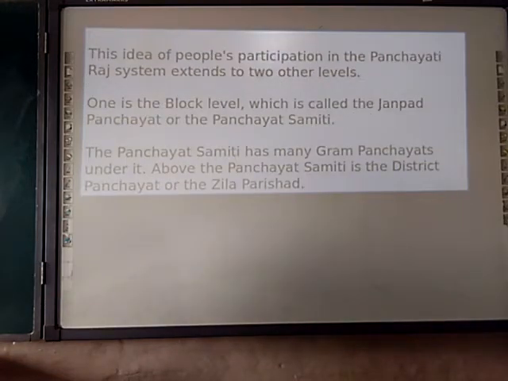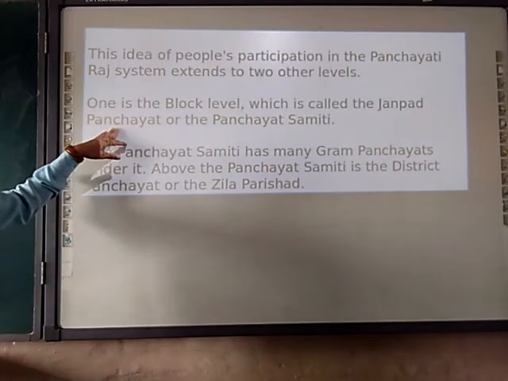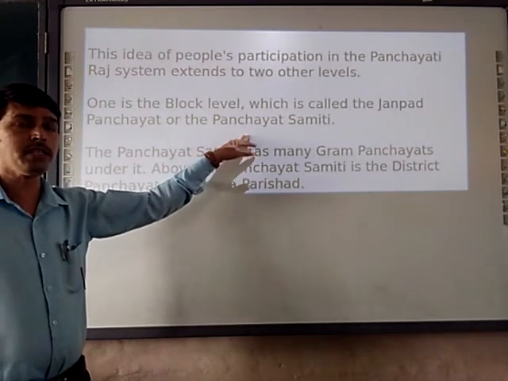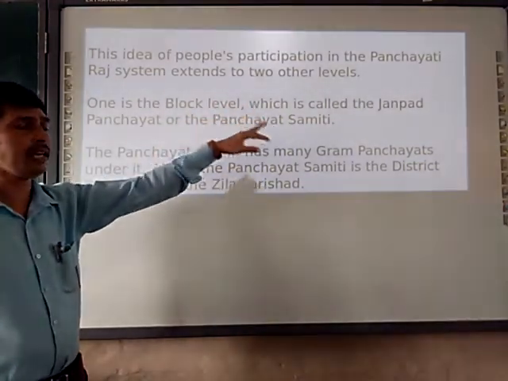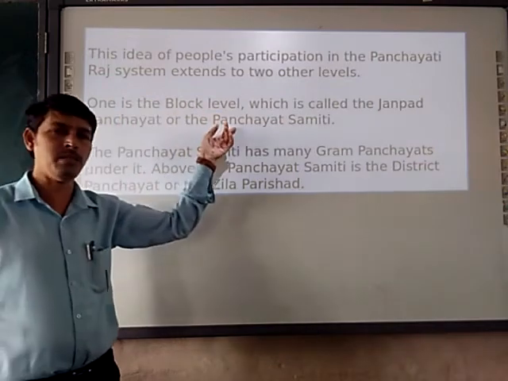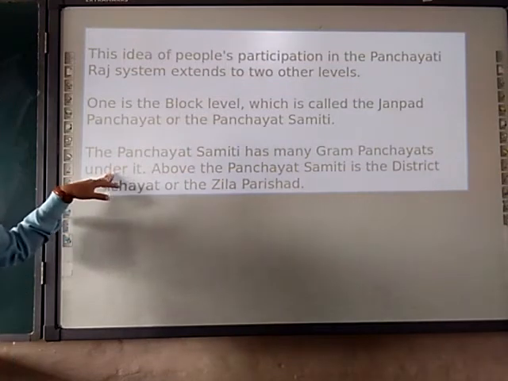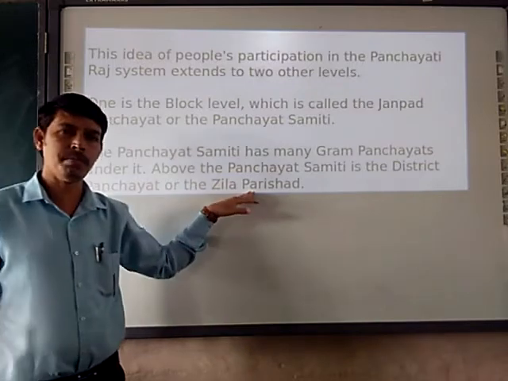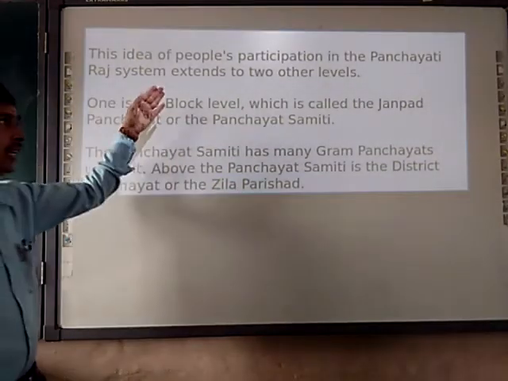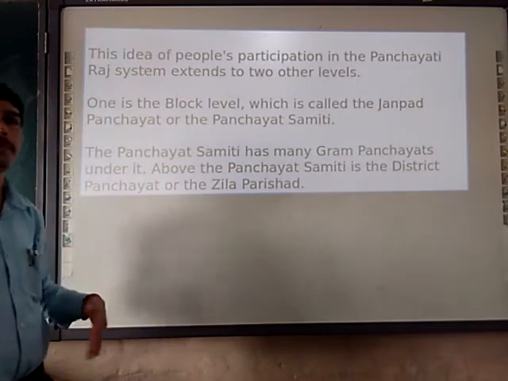This idea of people's participation in the Panchayati Raj system extends to 2 other levels. One is the block level, which is also called Janpad Panchayat or Panchayat Samiti. First the Gram Panchayat, after that the block level, which can be called Janpad Panchayat or Panchayat Samiti. The Panchayat Samiti has many Gram Panchayats under it, and above the Panchayat Samiti is the district Panchayat or Jila Parishad. So the 3 levels are: Gram Panchayat, then Panchayat Samiti and Jila Parishad. They can be called by different names.